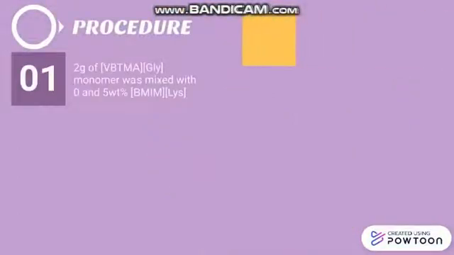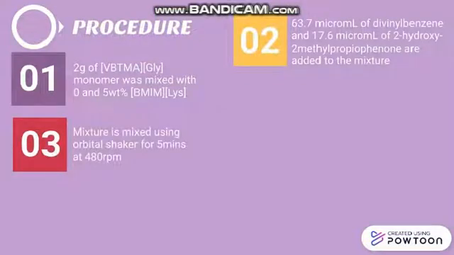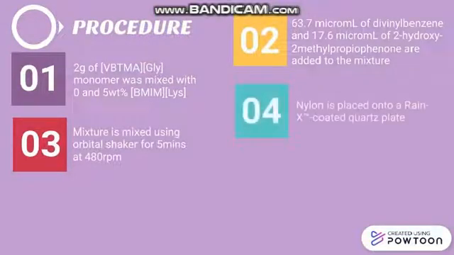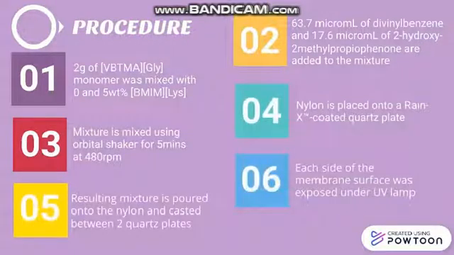Next, we move on to the procedure for preparation of polyionic liquid with ionic liquid mixed matrix membrane. Firstly, 2 grams of VBTMA glycine monomer was mixed with 0 and 5 weight % of BMIM lysine respectively and was stirred. Secondly, 63.7 microliter of divinyl-benzene and 17.6 microliter of 2-hydroxy-2-methylpropiophenone are added to the mixture via micropipette.